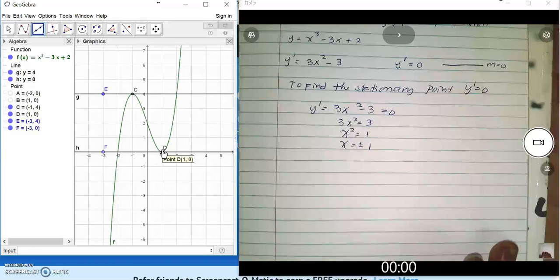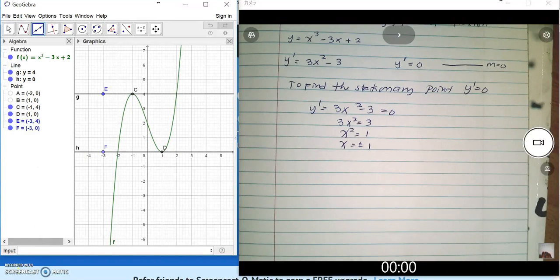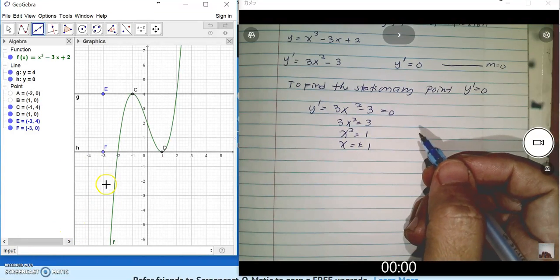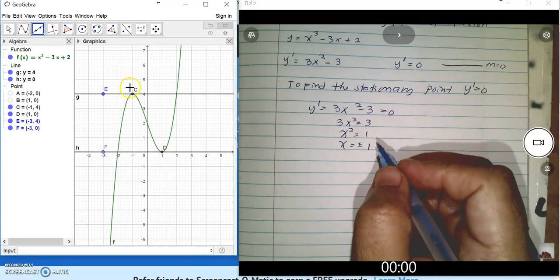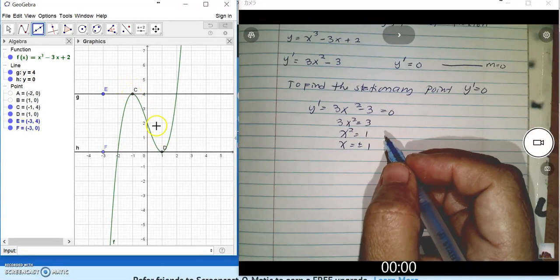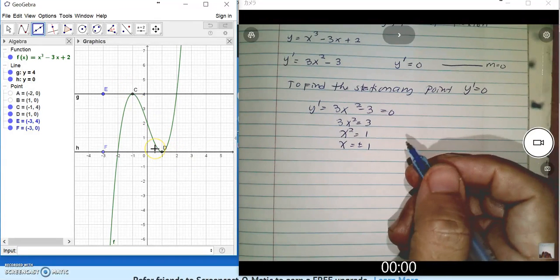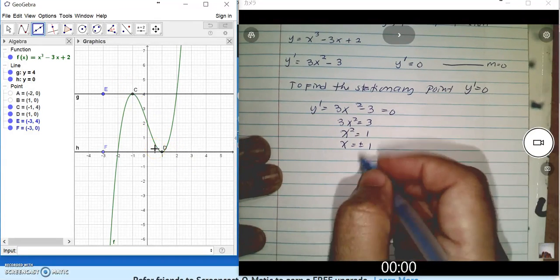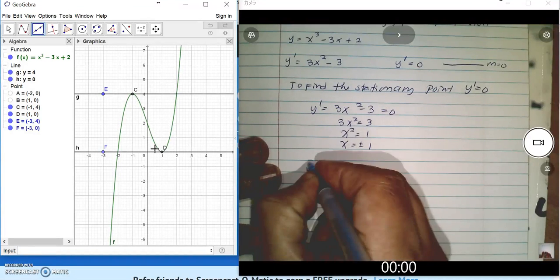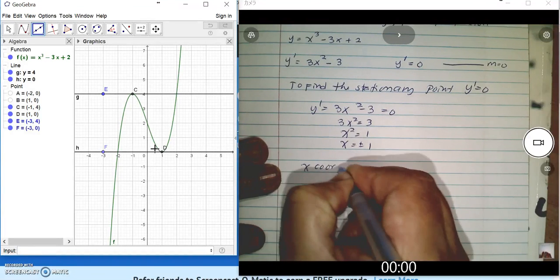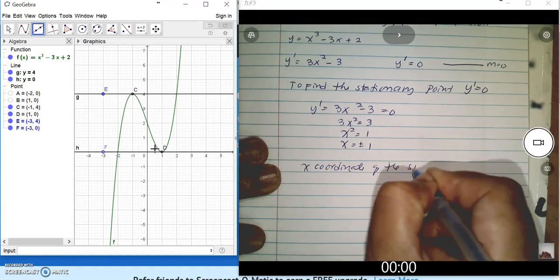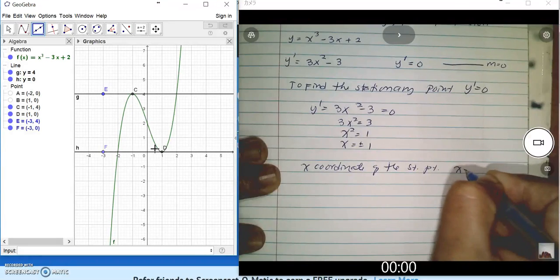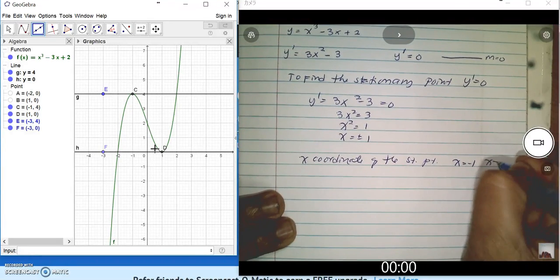As you can see from our answer here, the stationary points are really C and D, in which the x value is negative 1 and here is 1. So if we're looking for the x coordinate of the stationary points, the answer is x equals negative 1 and x equals 1.